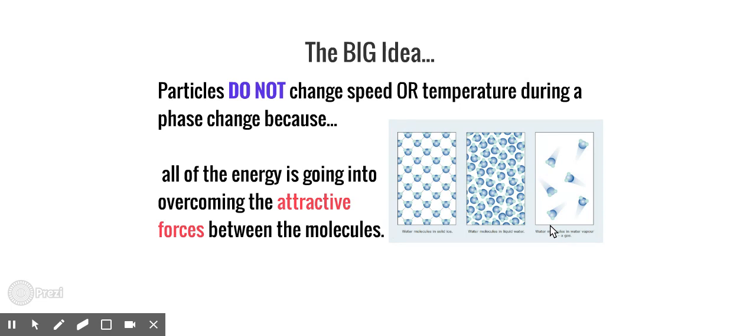So the big thing is, if we have two phases present, the energy is not going into speeding up or changing the temperature. It's going into changing the attractive forces. Once all the attractive forces are changed, then we can increase or decrease the speed, which will then increase or decrease the temperature. So where is the energy going? Into the attractive forces. We can't see that, but we're going to demo that during our lesson.